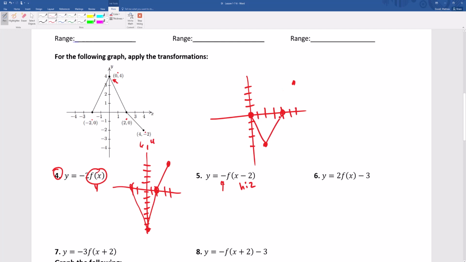Oh wait, there's no, it's just -2, sorry. My brain was stuck on the +2. This is multiply the y by 2. This is a vertical shift of -3.